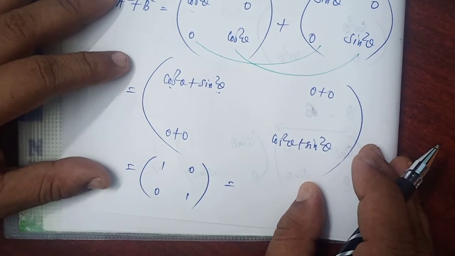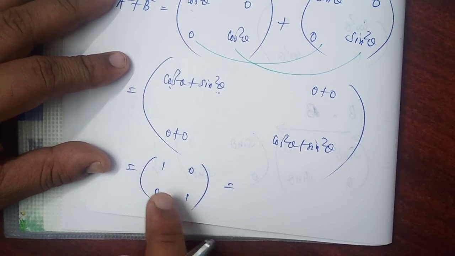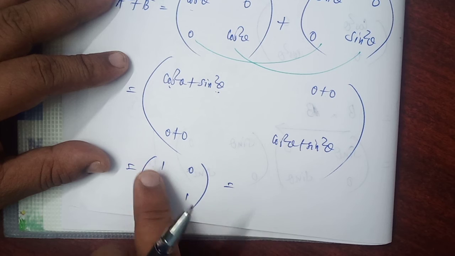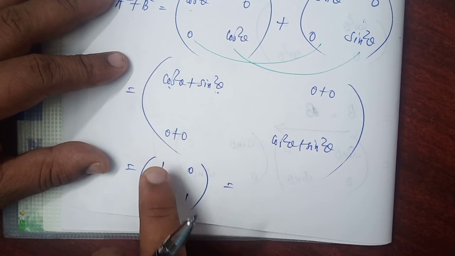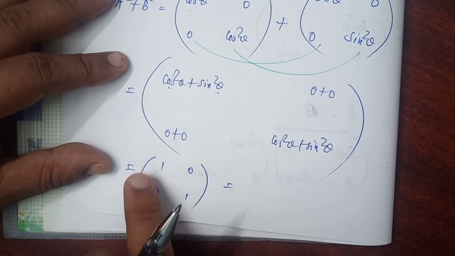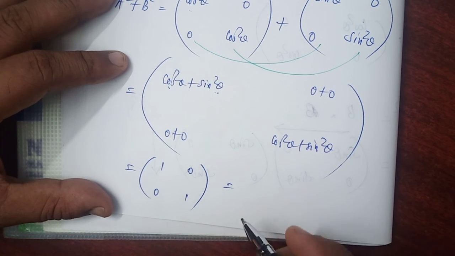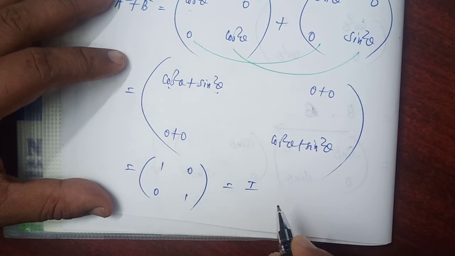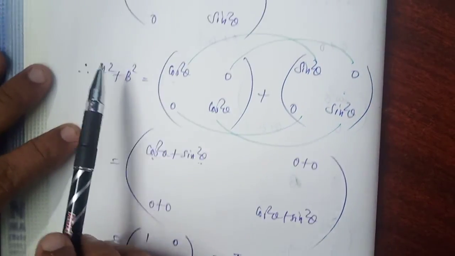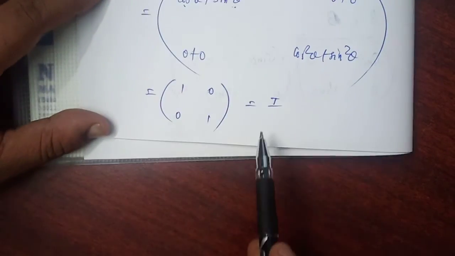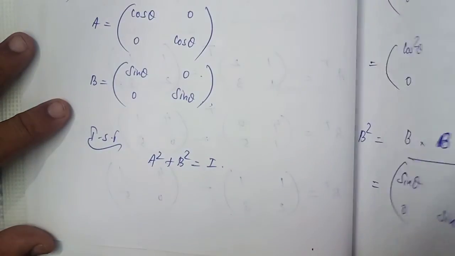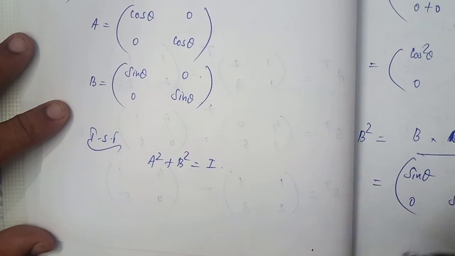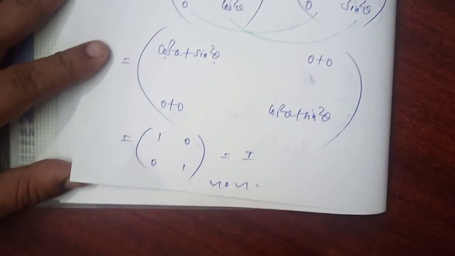An identity matrix is a square matrix, all the elements are 0 except the leading diagonal elements. This is called the leading diagonal. The leading diagonal elements must be 1 only, 1, here also 1. So what matrix is it? Identity matrix, that is represented by the letter I. So we have proved A square plus B square is equal to I. You are asked to prove that only. It is proved. So problem number 8 is completed.